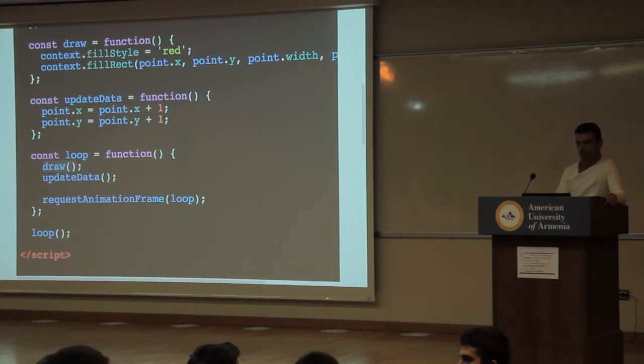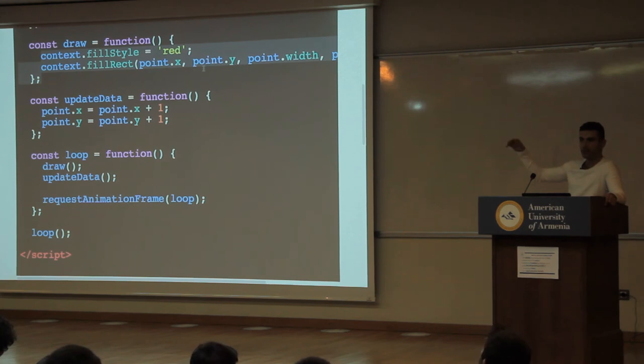Update data is the part that changes the data. Draw is the part that updates the actual rendering. It's the part that basically takes the data and puts it on the screen. Fair? Game development generally has this pattern. You have a draw and an update. You change the data, you draw the data. You change the data, you draw the data. And you keep doing this.